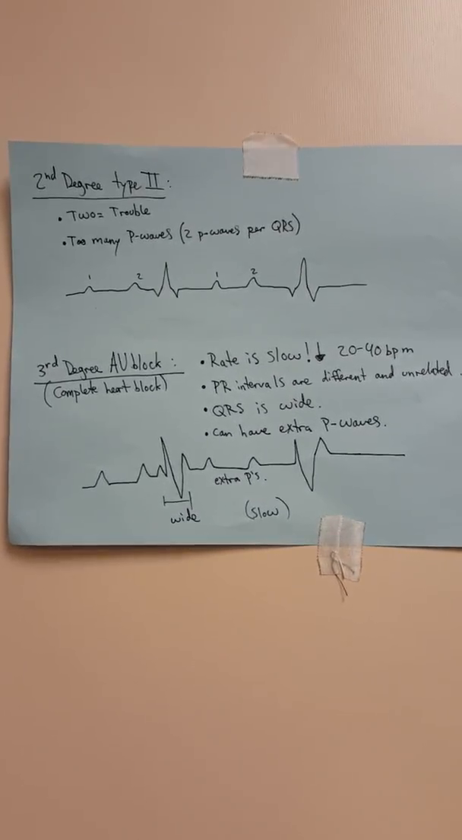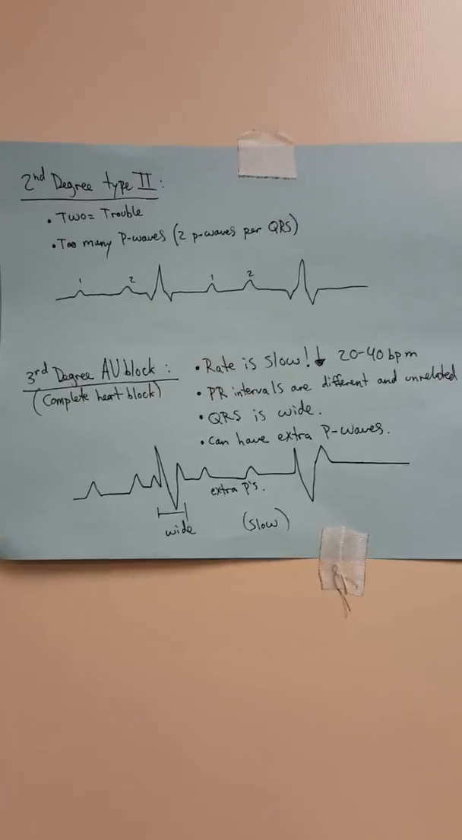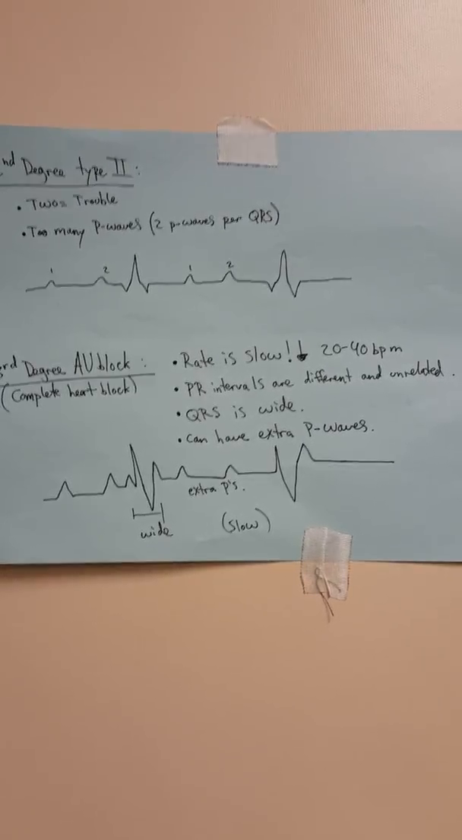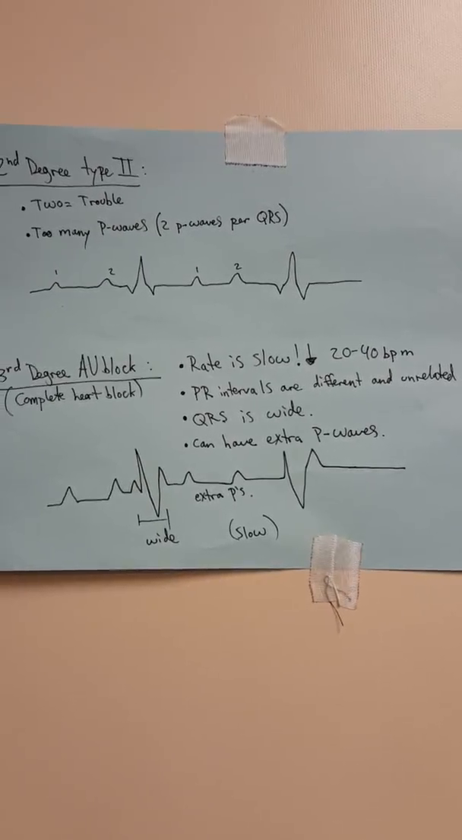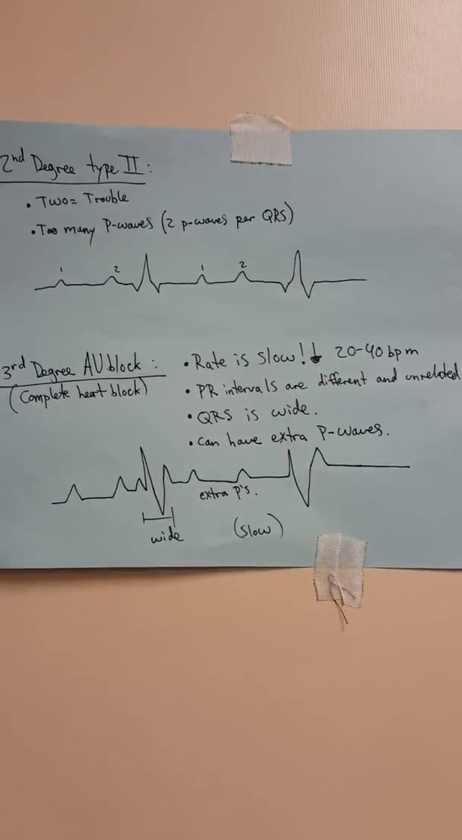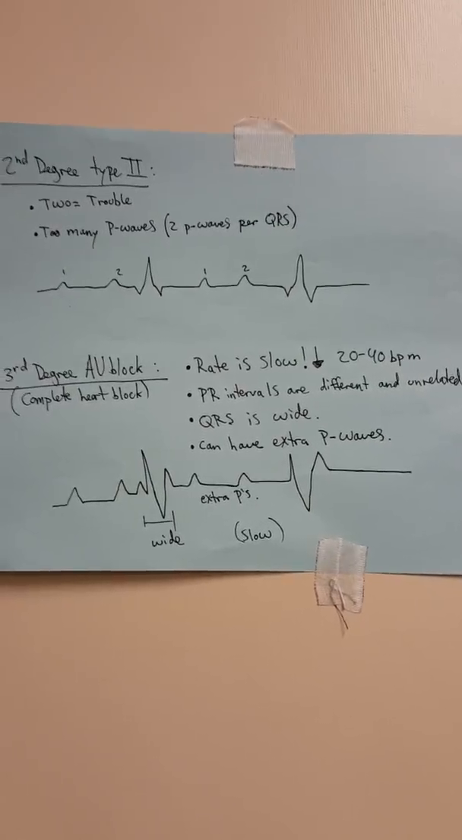Third degree AV block, complete heart block. The easy way to remember this is the rate is slow. It's usually 20 to 40 beats per minute. PR intervals are different and unrelated. QRS is wide, and it can have extra P's as well.